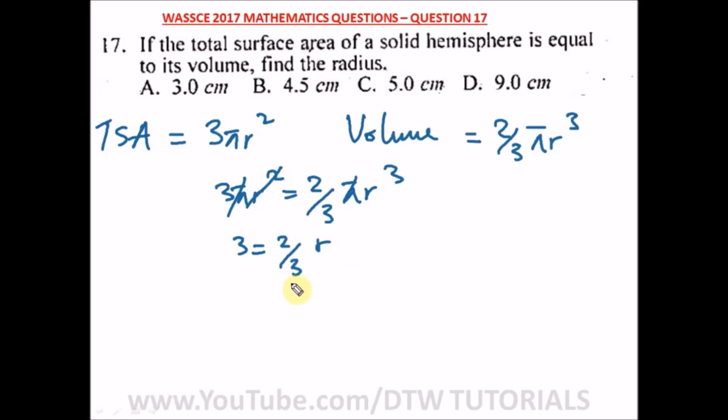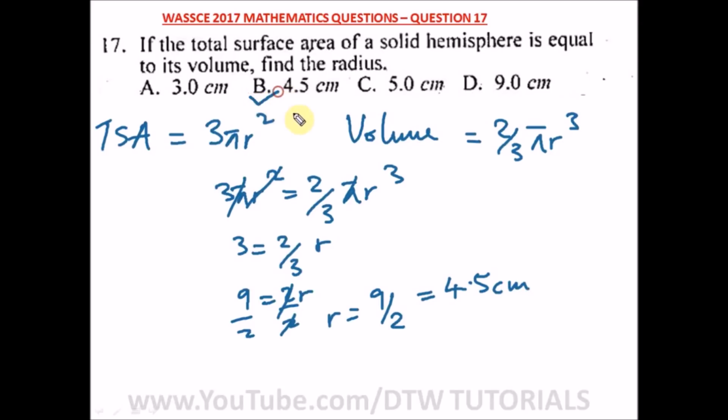So what do we do? We cross multiply. So we have 9 is equal to 2r. So to get r, we will divide both sides by 2. 2 cancels, we have r is equal to 9 over 2. And what is 9 over 2? That's what? 4.5 centimeter. And our right option here is option B.